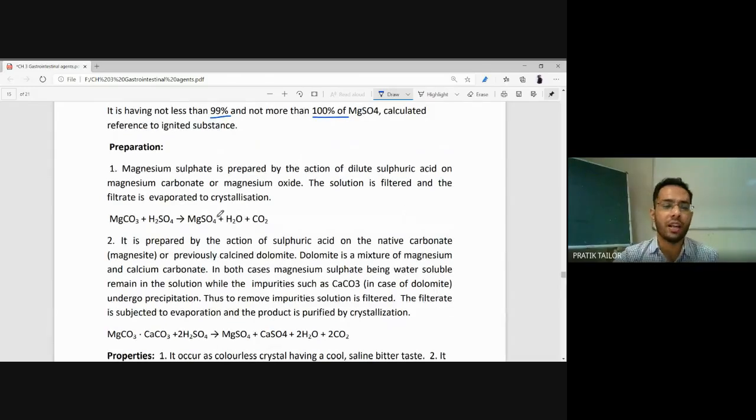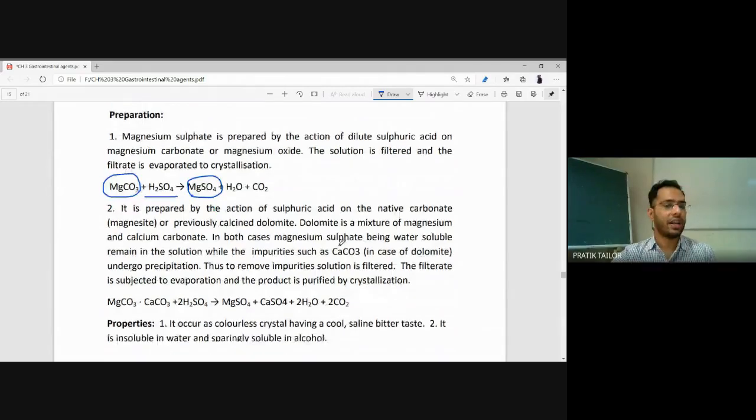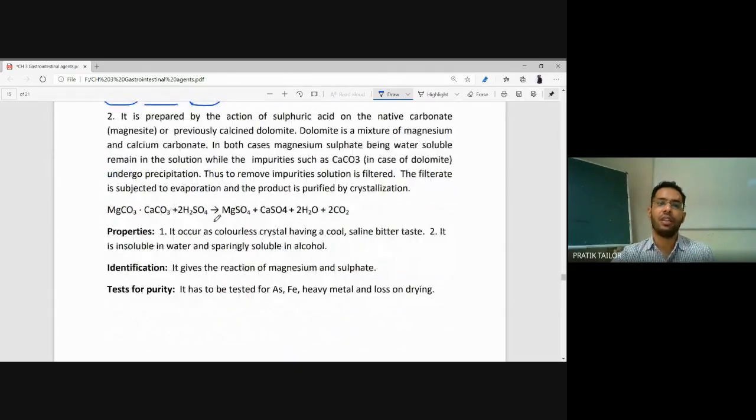How can you prepare it? You can react magnesium carbonate with H2SO4. From one, magnesium will be there, from the other, sulfate will be there. And magnesium sulfate, which is our interest, will be collected or crystallized. Similarly, it can be prepared from a mixture of magnesium calcium carbonate.